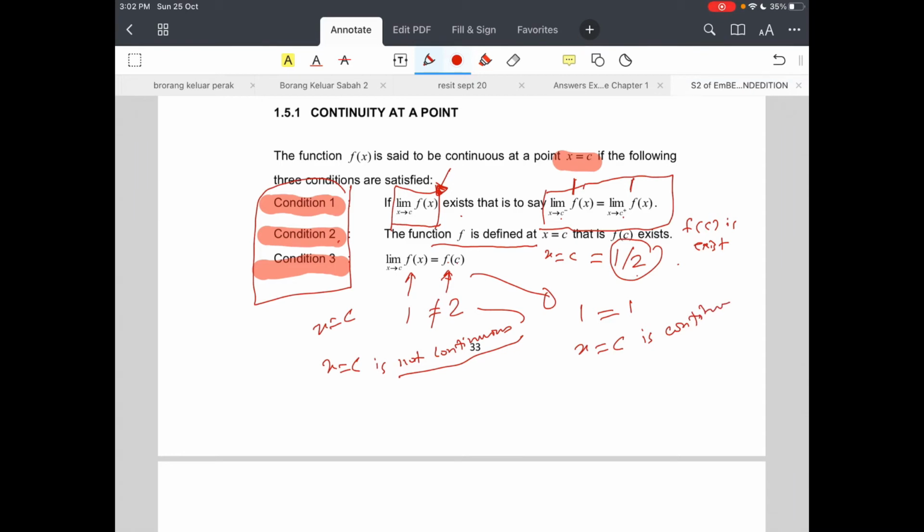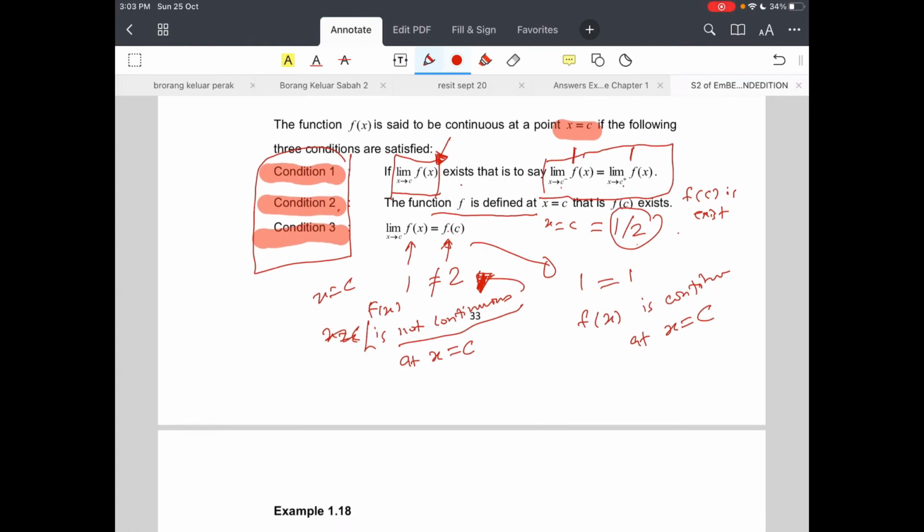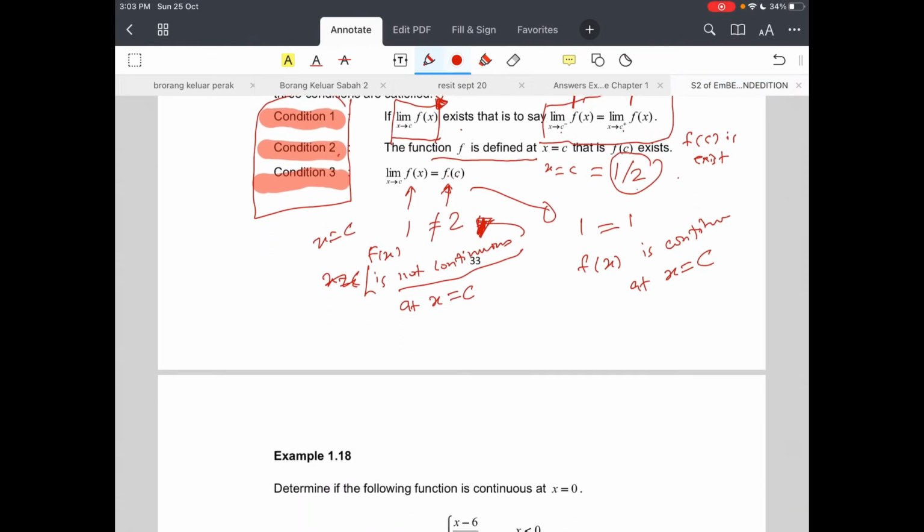Not x equals c, sorry, my bad. We should say that the function f(x) is continuous at x equals c. And f(x) is not continuous at x equals c if we yield different answers between condition 1 and condition number 2. So is that clear for now? I hope it is clear to you.